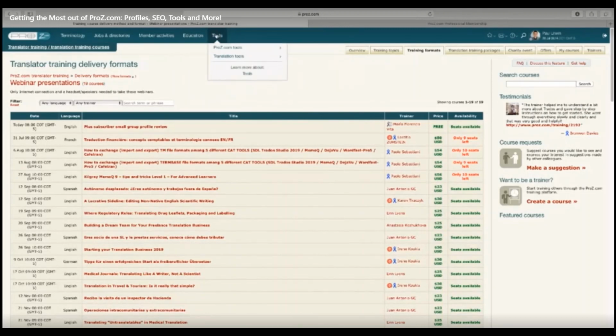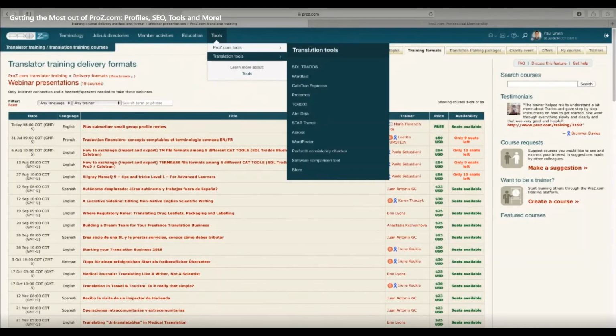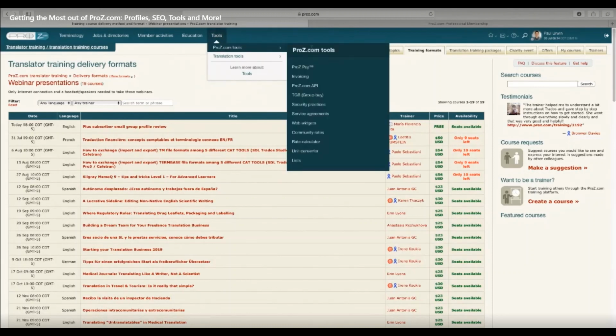Now let's go to the tools section, and have a look at Proz.com tools. So tools, Proz.com tools. And we have different tools available here from Proz Pay, a special payment system for translators, the invoicing system that allows you to issue invoices very, very easily. But the one I wanted to focus on here is a little bit further down, so it's community rates. So tools, Proz.com tools, and community rates.